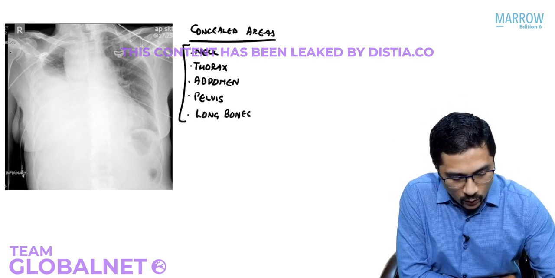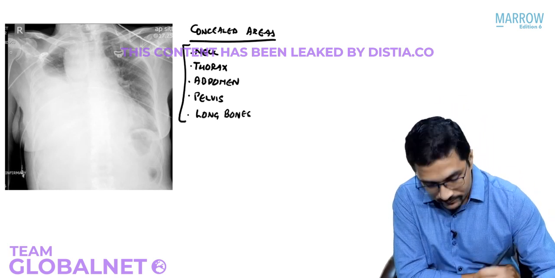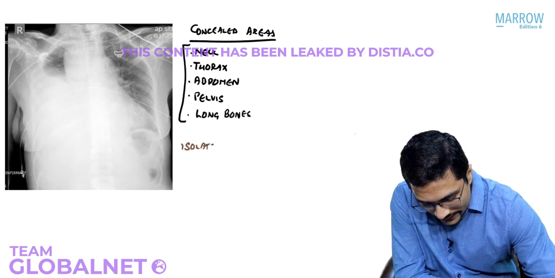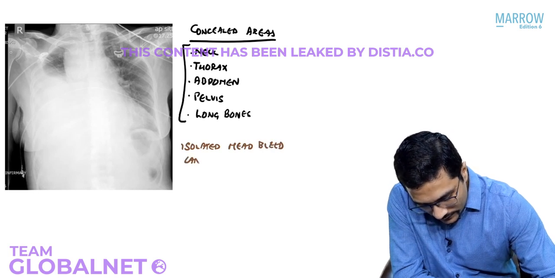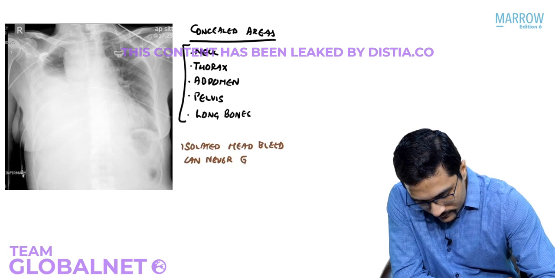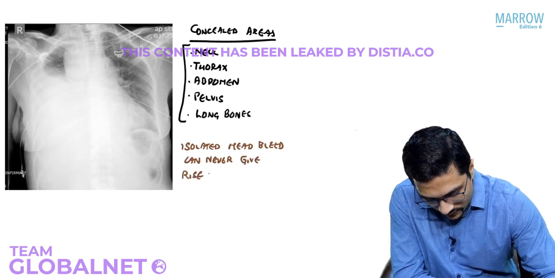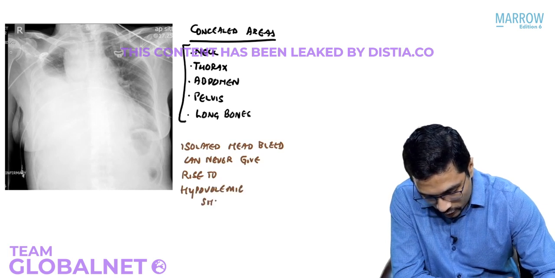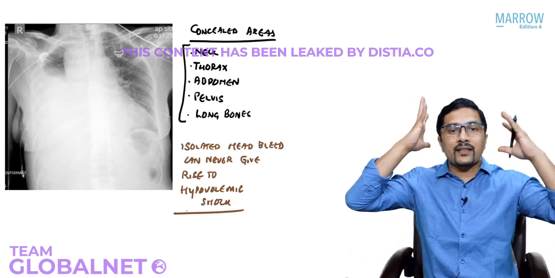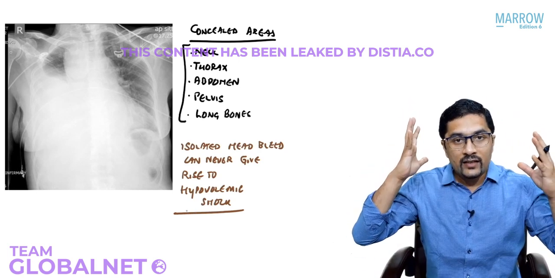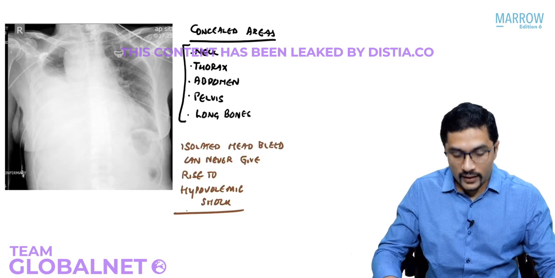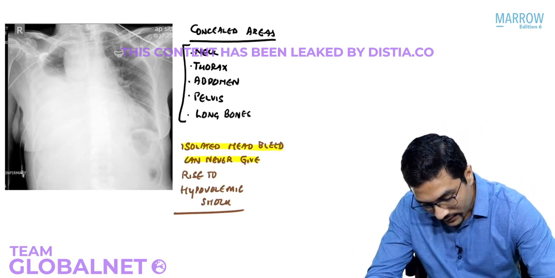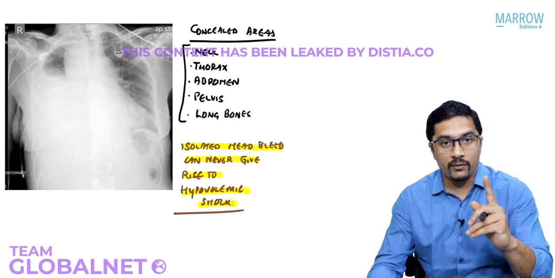Okay. One thing which I want you to remember here, this is very important for the exam. Isolated head injury and isolated head bleed can never give rise to hypovolemic shock. This is a very important statement which I want you to remember. There is not enough space in the cranial cavity. Even if there is blood loss, the patient will not develop hypovolemic shock, right? So isolated head injury and isolated head bleed will never give rise to hypovolemic shock.